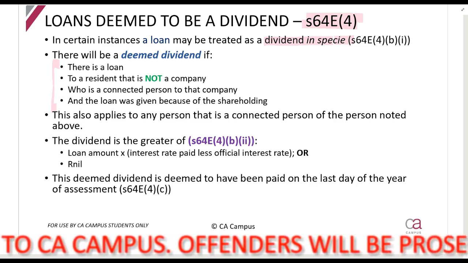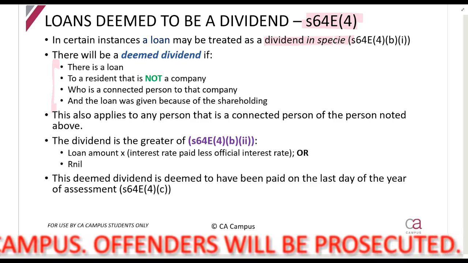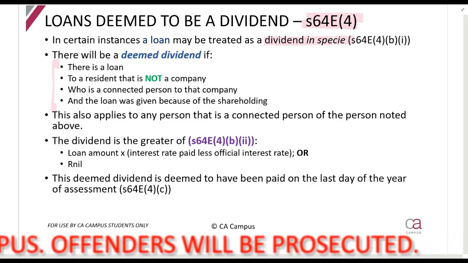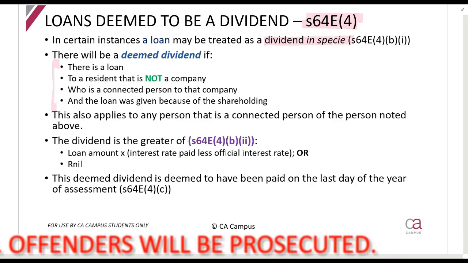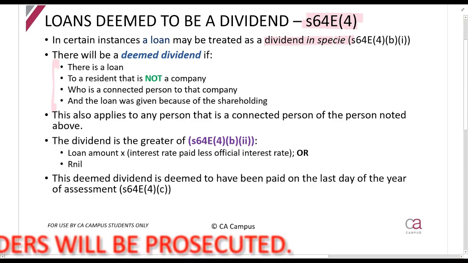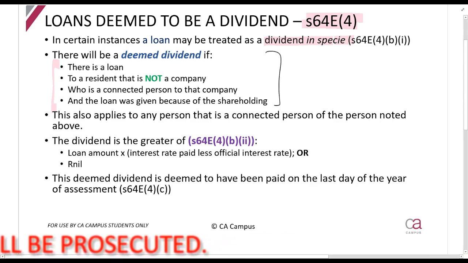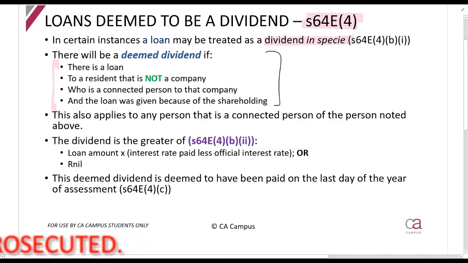So the company says to you, here's a loan because you're a shareholder. If you weren't a shareholder, you wouldn't get this loan. This section also applies to any person that is a connected person to the person noted above. So this shareholder over here, if they're connected persons, like their children, for example, if they get a loan from the company, it still applies.